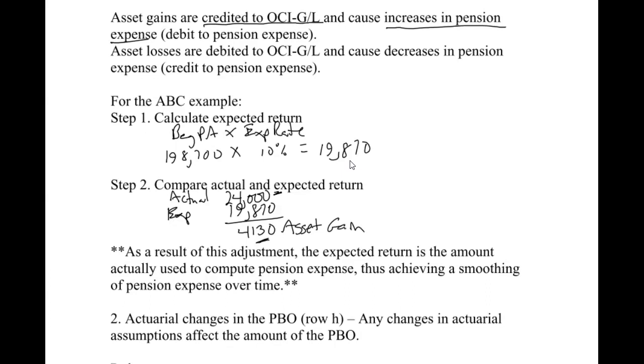This is the number that's going to end up in our pension worksheet for the asset gain. We'll see that in a second. It says here, as a result of this adjustment, the expected return is the amount actually used to compute pension expense, thus achieving a smoothing of pension expense over time. What that means is, an asset gain is going to be a debit to pension expense, while the actual return is a credit to pension expense. So when we net the 24,000 with the 4,130 in two different rows, the end result will be this number. I'll point that out again when we do the worksheet. We're basically showing the expected return, but through two different numbers.